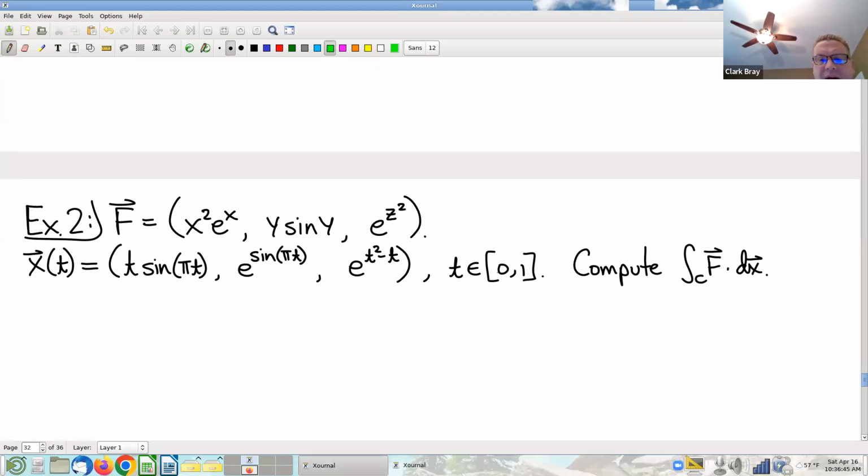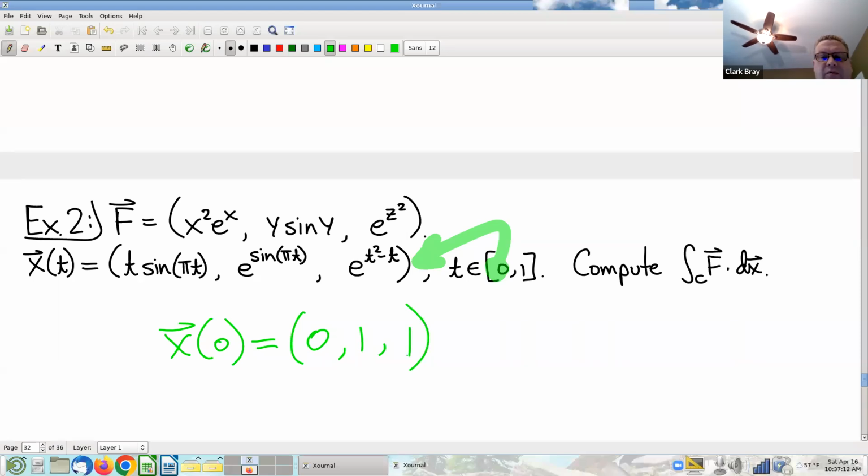And again, I'm going to plug in t equals 0. And let's write this down. When you plug in t equals 0, you get x of 0 is, well, okay, 0. Then I have e to the power of 0, which is 1. And then e to the power of 0, which is 1.